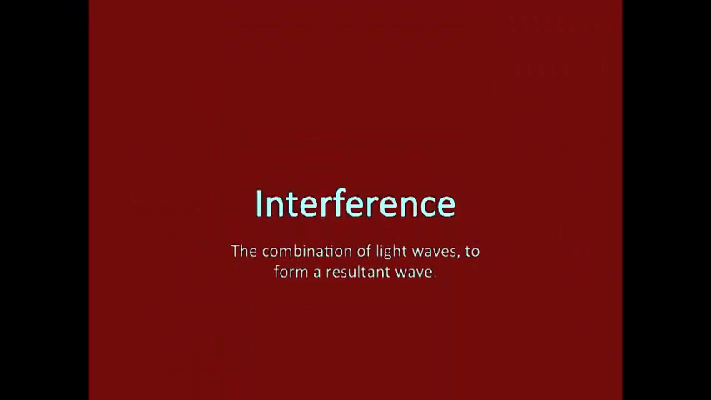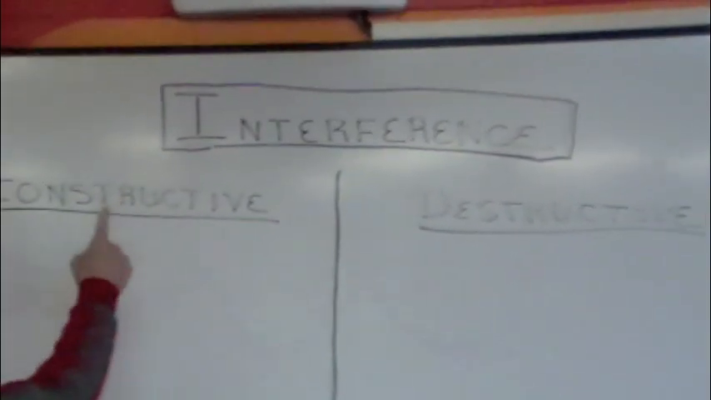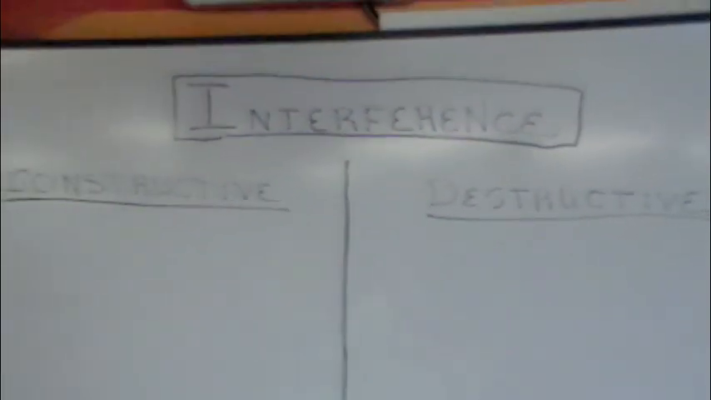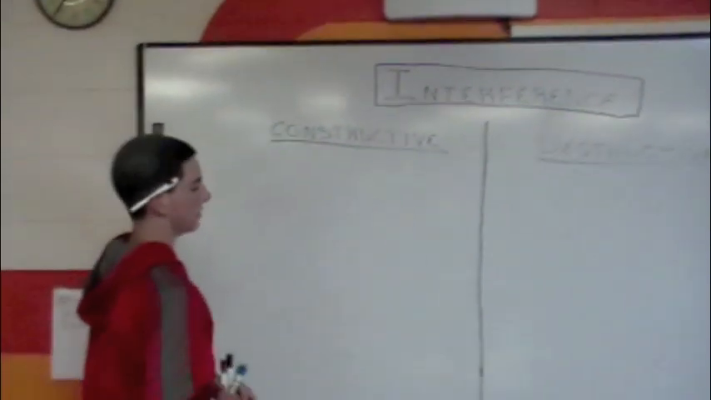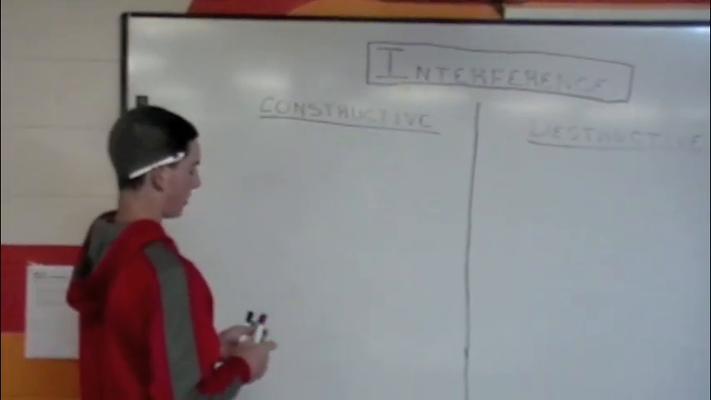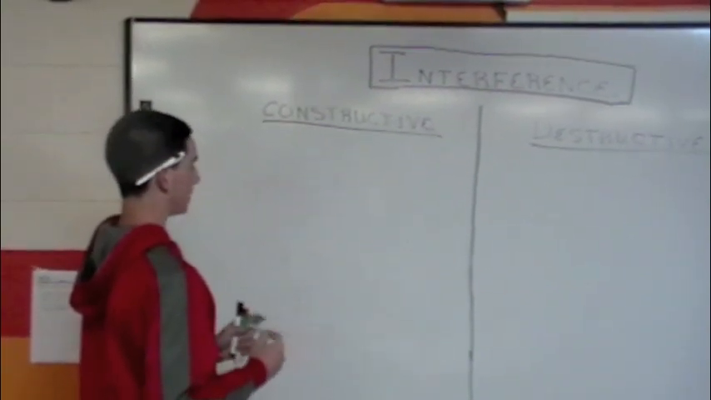Interference. Interference is the combination of light waves to form a resultant wave. There's two types of interference, constructive interference and destructive interference. Constructive interference is when any types of waves combine to form a resultant wave with an amplitude that is greater than the amplitude of either of the individual component waves.